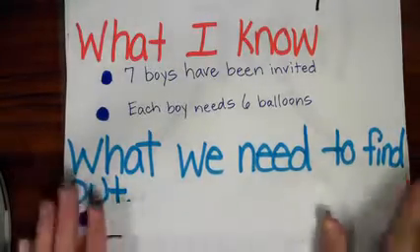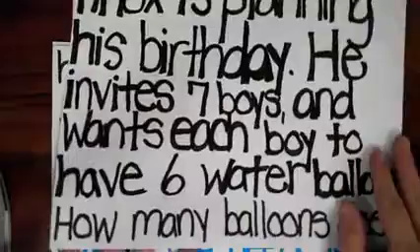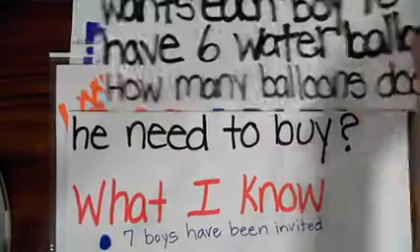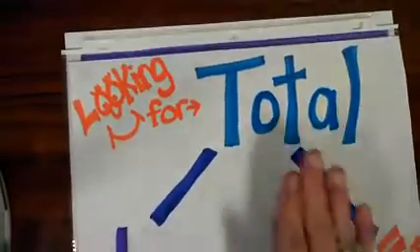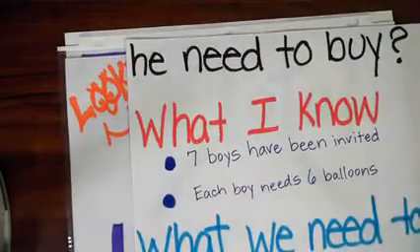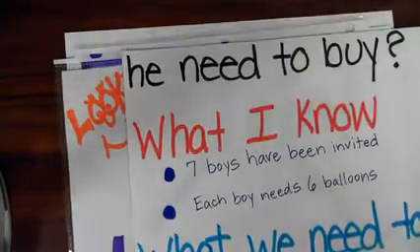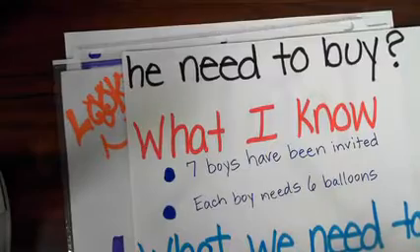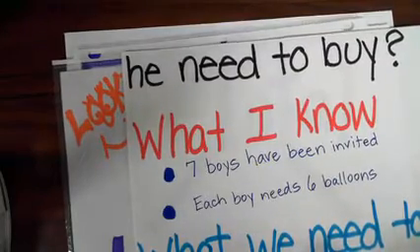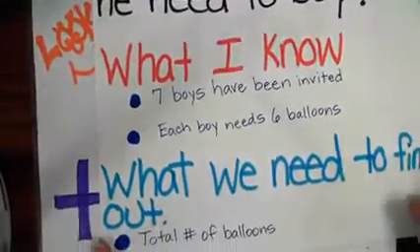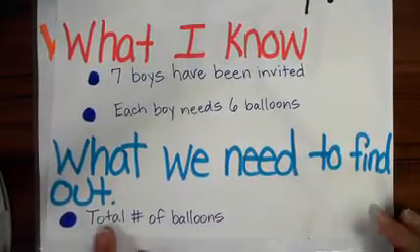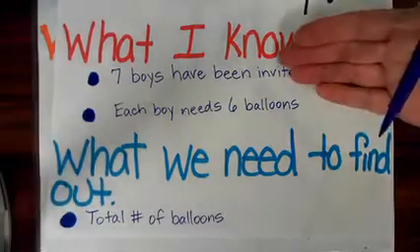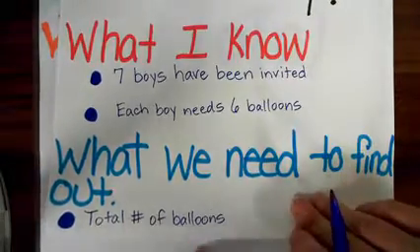Let's go straight to the question. The question is what we're actually looking for. It asks, how many balloons does he need to buy? So that tells me that we are looking for a total. Okay, if we're looking for the total, what are we looking for the total of? The total number of balloons that Knox needs to buy for his party. Sorry about that, I was writing and wasn't showing you while I was writing. So here our organizer is all filled out. We know what we already have, and we know what we're looking to find out: the total number of balloons.